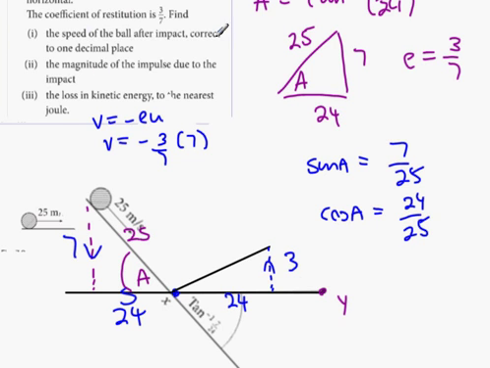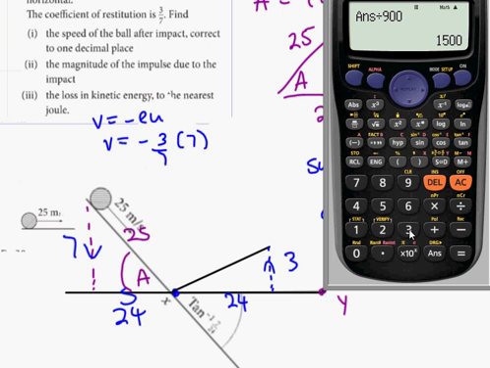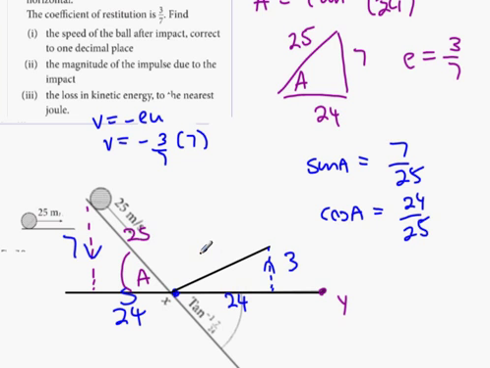Find the speed of the ball after impact, correct to 1 decimal place. Does it want the velocity or the speed? Speed. And what does speed mean? Find the hypotenuse. The hypotenuse is 3 squared plus 24 squared, square root it, and you get 3 root 65, which is 24 point, what's the one? 24.2. Okay, so 24.2 on the way out.